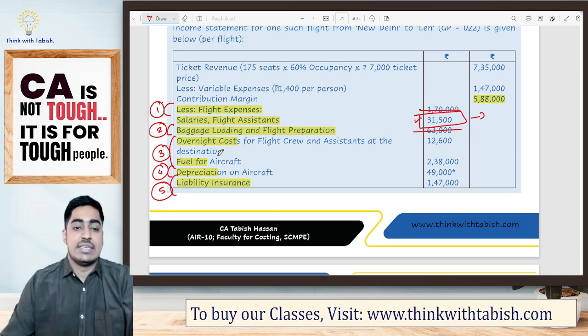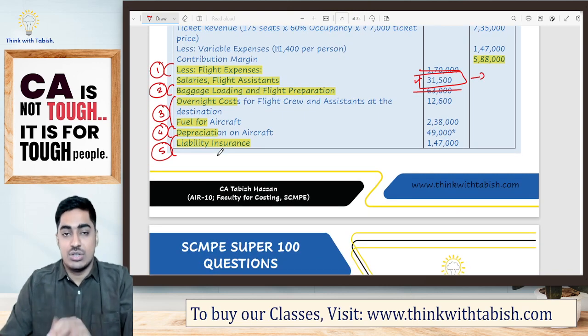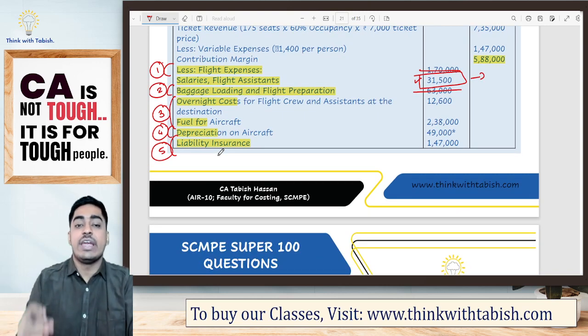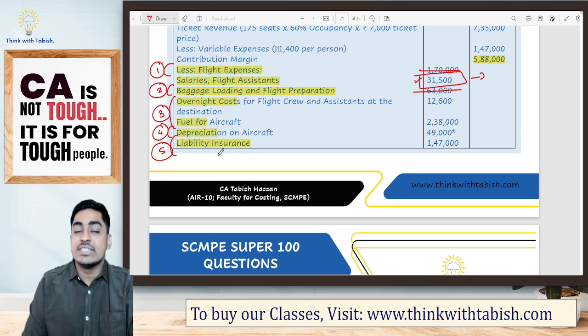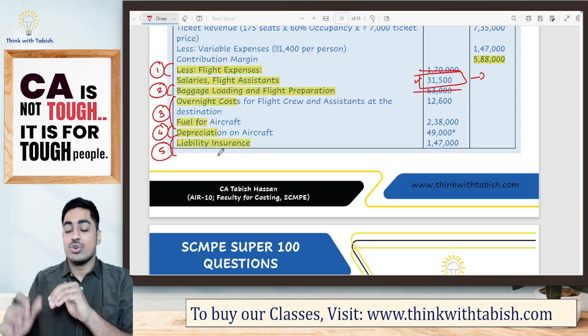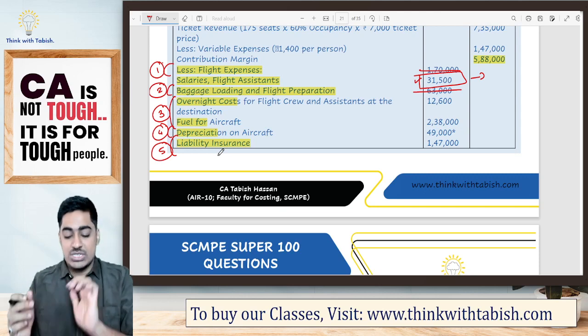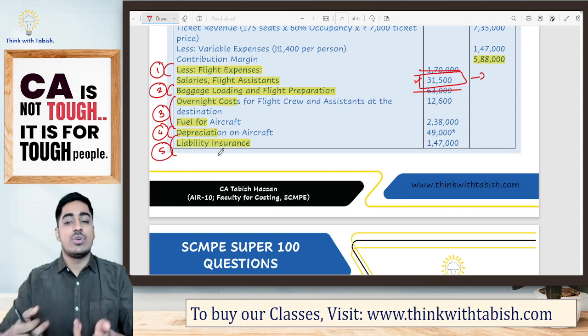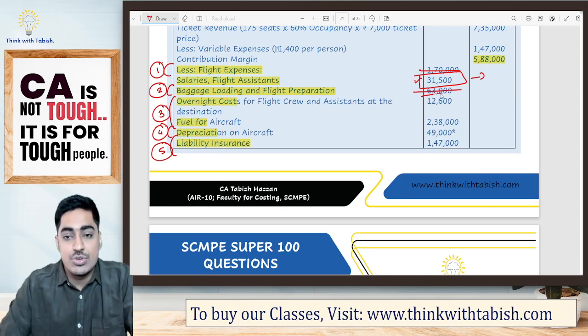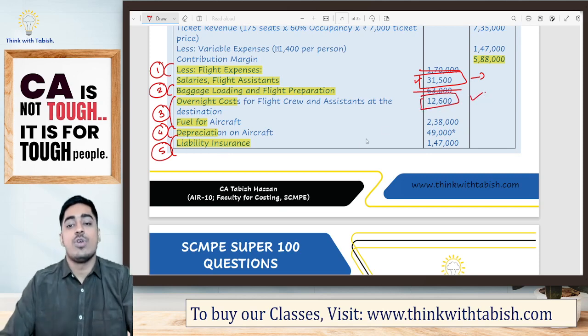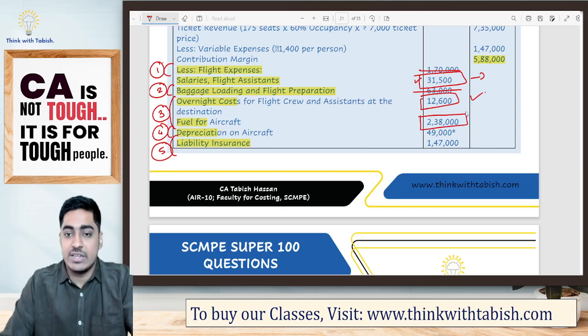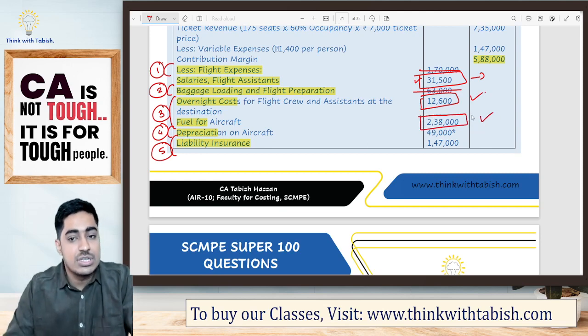Fine. Next, they are telling overnight cost. No additional point is told. Overnight cost for the flight crew and assistant at the destination. While the flight is going, overnight they have to be staying there. Obviously, if the flight is going, the cost will be incurred. Otherwise, the cost will not be incurred. That means it is going to be my relevant cost. Fuel for aircraft. Aircraft is running, I will incur the cost. Otherwise, I will not incur the cost.